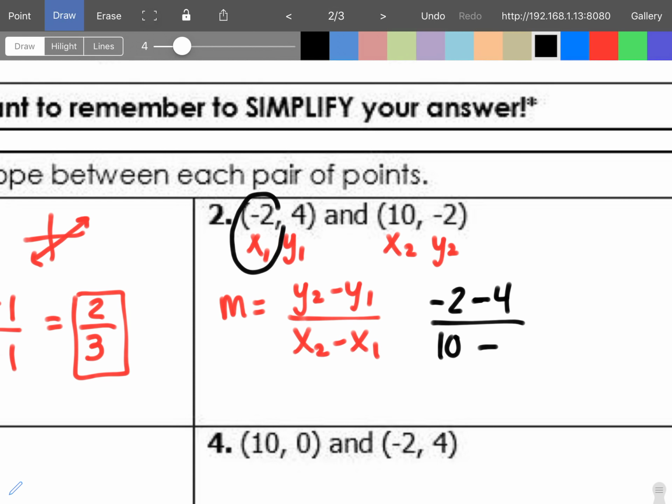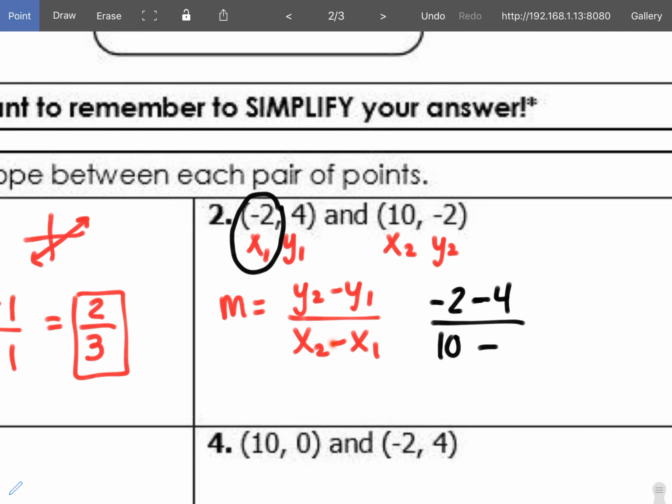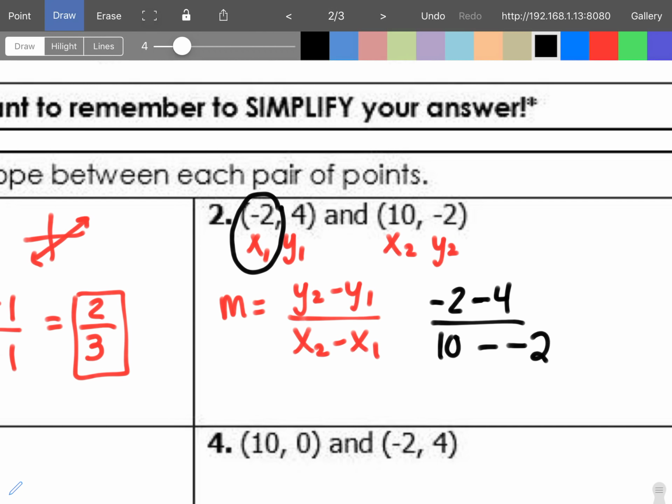Now, look here. This is really important. This is where a lot of people make mistakes. You see how my x1 is negative? That means, because this negative is part of the formula, right? I did x2. What was my x2? 10. x2 minus my x1, but my x1 is a negative 2, so be careful. I have to write it like this, right? Now, watch what happens here. Doesn't that turn into a positive when we have 2 negatives right next to each other? 10 minus negative 2 is really the same thing as 10 plus 2. So negative 6 over 12.